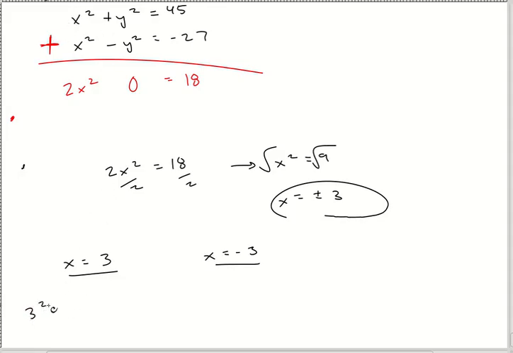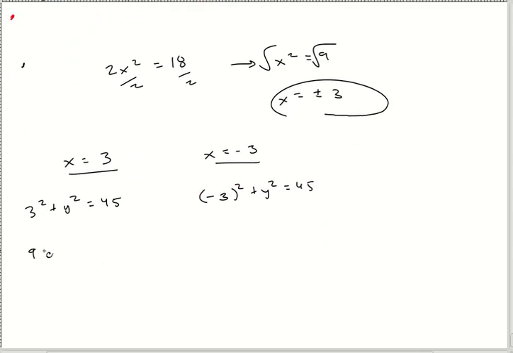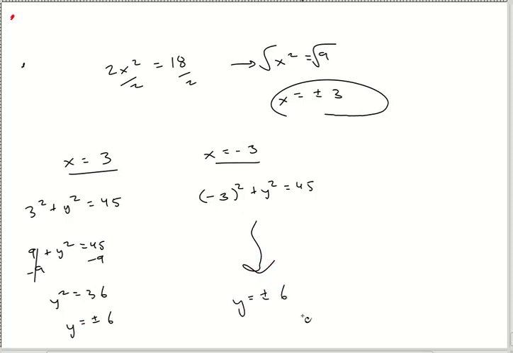So I got 3 squared plus y squared is equal to 45. And I got negative 3 squared plus y squared is equal to 45. Just pick the top one because I think it's easier, I guess. 9 plus y squared is equal to 45. I'm going to minus the 9 on both sides. 45 minus 9 is 36. And so what I get here, square root both sides, I get plus or minus 6. And if you do the same math, you notice that it will go to positive 9 as well. Move it over, and you'll get the same exact answer here.